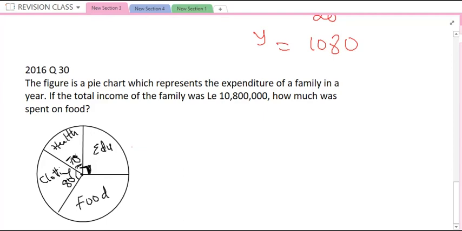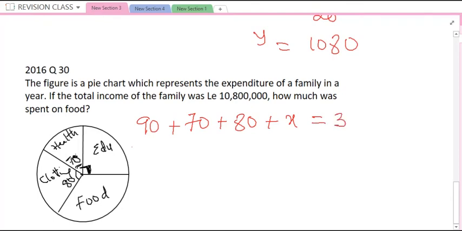So let's go. What is the sector angle for education? If you look at it, that is 90. What is the sector angle for health? That is 70. What is the sector angle for clothing? That is 80. What is the sector angle for food? It is unknown. So let's call it x.